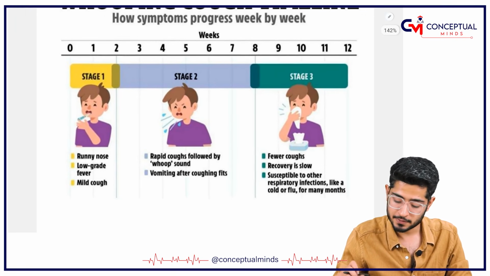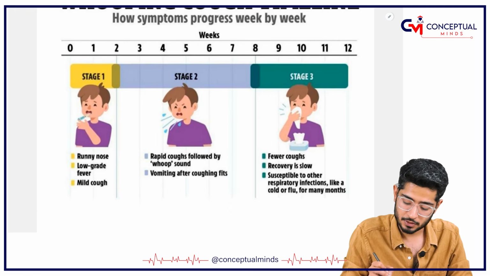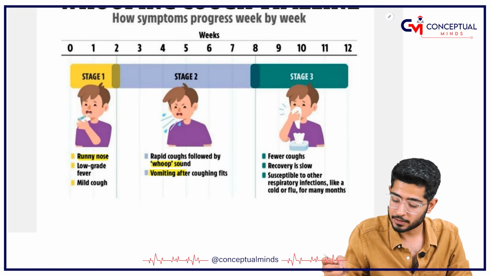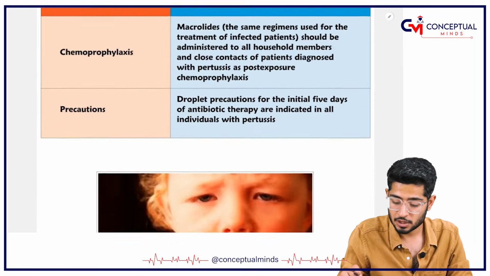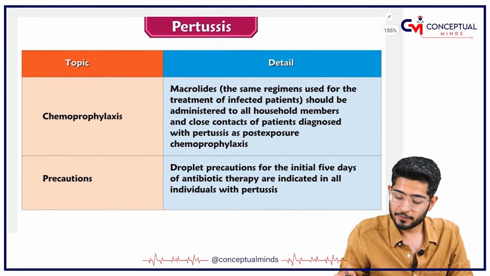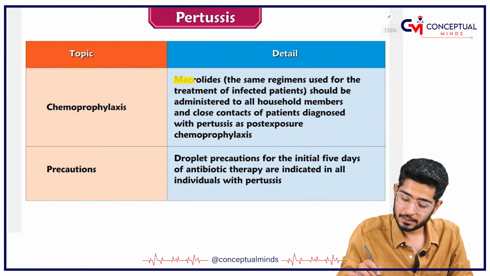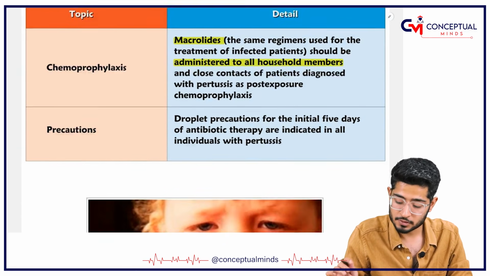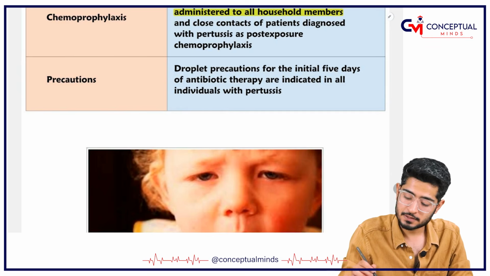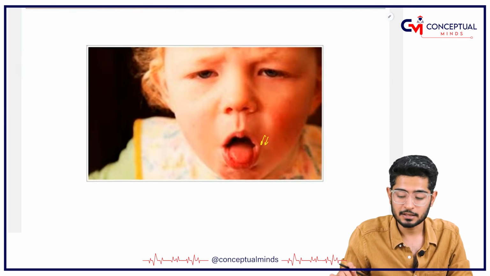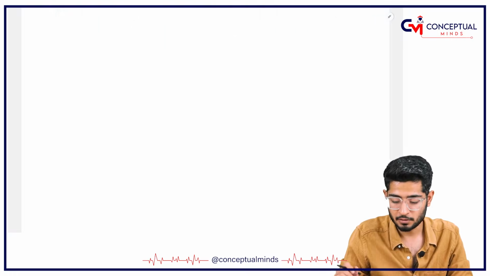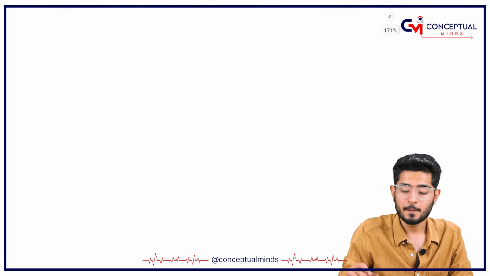Bordetella pertussis, I have told you, stage 1 has a runny nose, stage 2 has the whoop sound and vomiting, and in the end there can be recovery, but recovery is actually slow. Chemoprophylaxis, I have told you already: macrolides can be administered to all the household members also, and droplet precautions have to be taken whenever we are giving prophylaxis for pertussis.